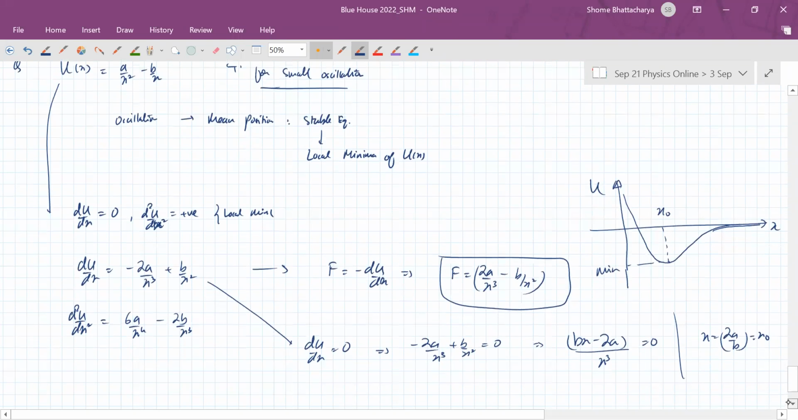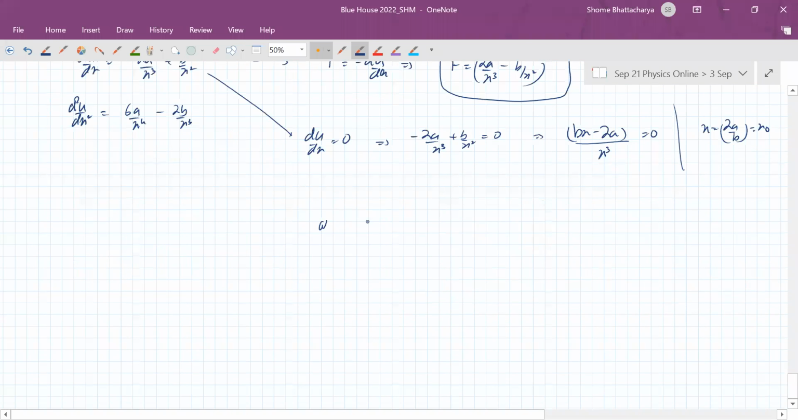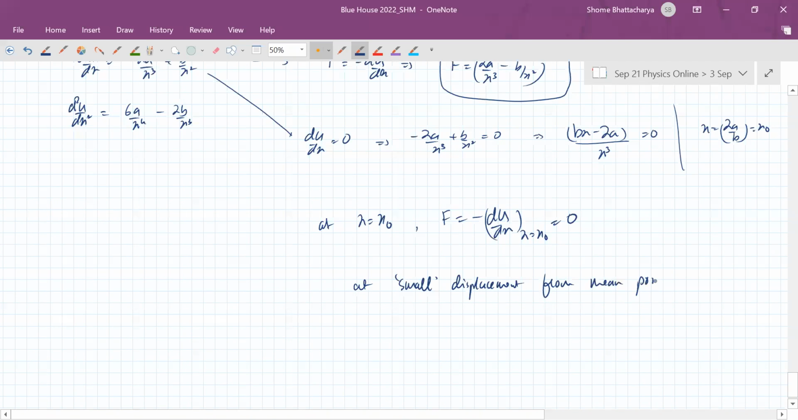Now see, after that what you do is, you can see that at x equal to x0, your F, which is minus of du by dx at x equal to x0, is equal to 0. Okay. Now we are talking about small displacement from mean position. So let's take the small displacement as delta x. Okay. So x is equal to x0 plus delta x. What will the force become?